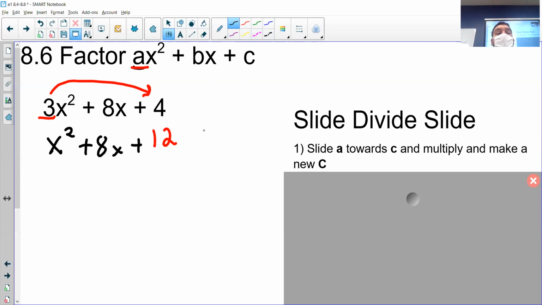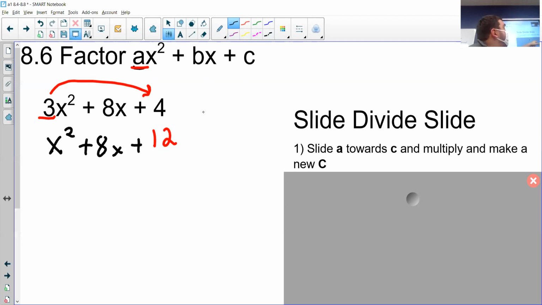Okay. The x² was originally there in the problem. I just moved the 3 aspect of it, okay? Wait, you multiply the 3 and 4? Yes. So you multiply the first number to the last number, and that goes to the back.